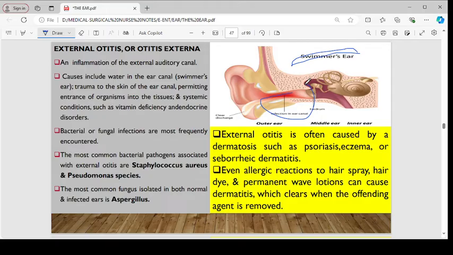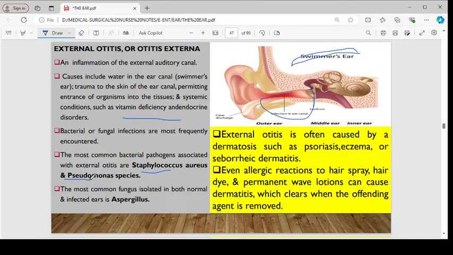We also have trauma to the skin of the ear canal permitting entrance of organisms into the tissues, or systemic conditions like vitamin deficiency disorders. Bacterial and fungal infections are the most commonly encountered here, and the most common types of bacterial pathogen associated with otitis externa are Staphylococcus aureus and Pseudomonas species.